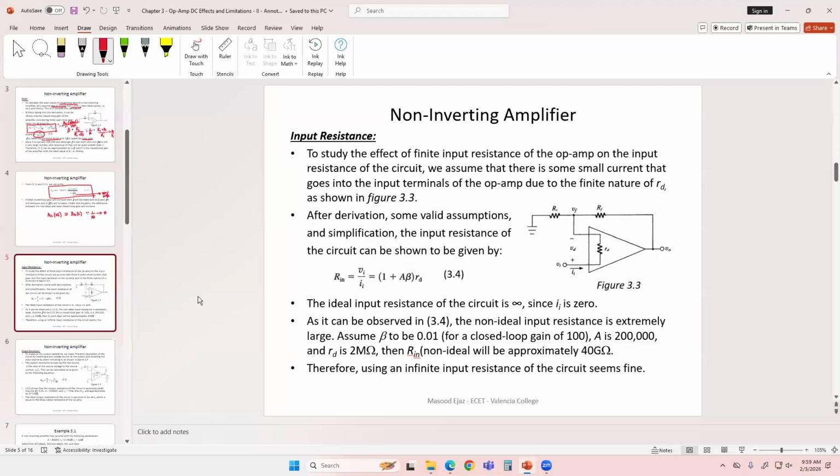Let's look at the actual value. The input resistance, the non-ideal case, which is the ratio between VI over II, and we are showing the RD, the differential input resistance over here. So we are not assuming that the input resistance of the operational amplifier is infinity here, because we are calculating the input resistance of the circuit.